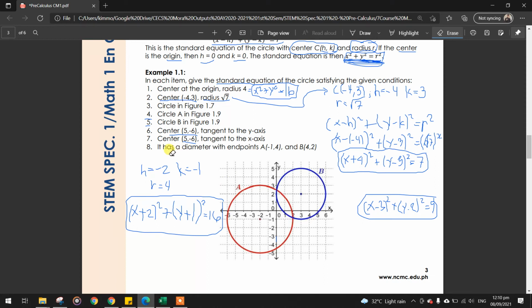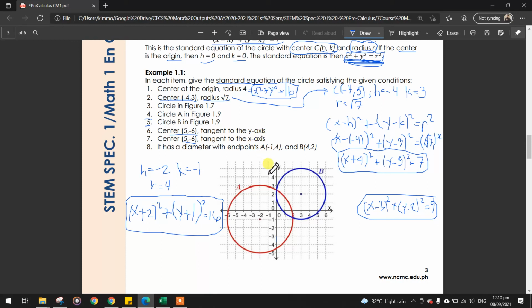So last example, number 8. It has a diameter with endpoints of A equal to (-1, 4) and B equal to (4, 2). So what we are going to do first is locate the endpoints.